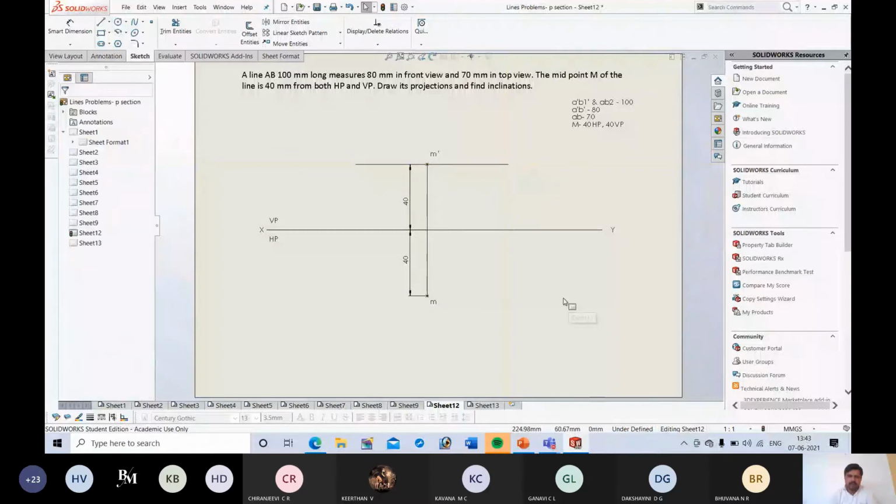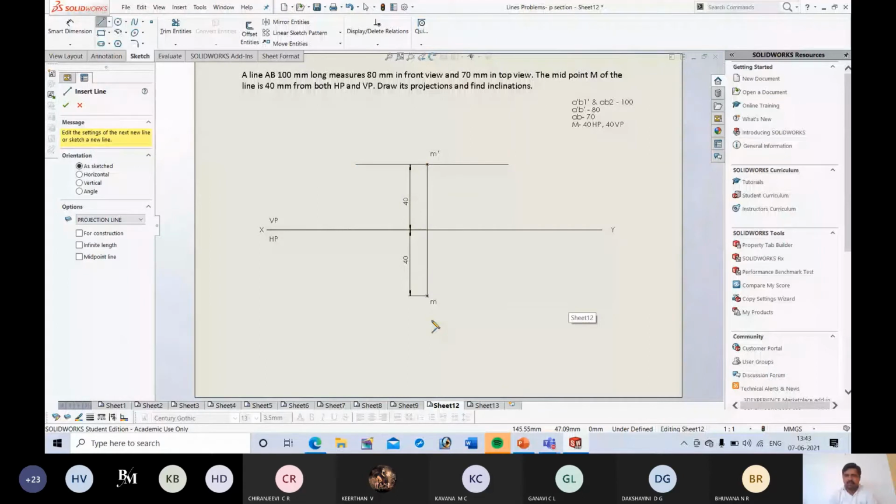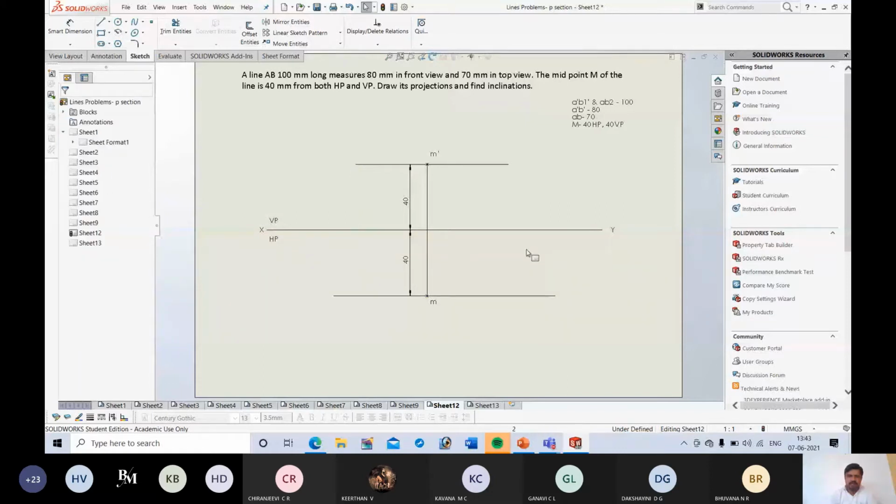If the length of AB is 100 mm, the true length of AB is 100 mm. So what is the length of A to the midpoint? The length of A to M, how much should I consider? 50 mm. It should be half of the true length. So I should consider 50 mm.